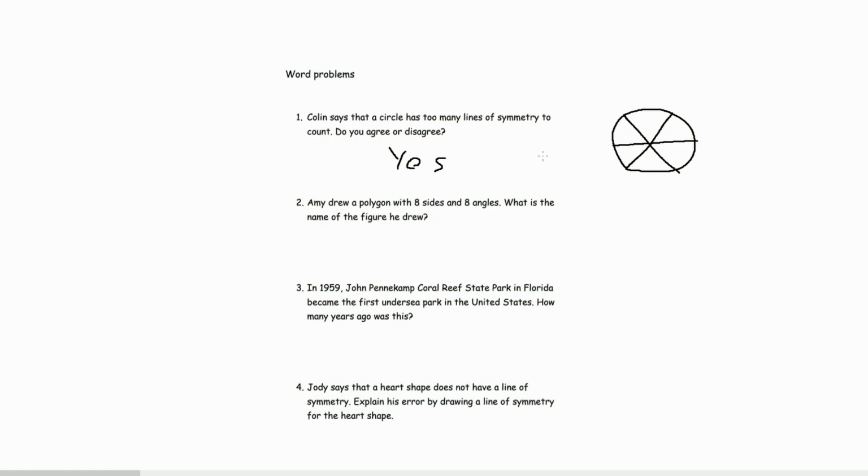Amy drew a polygon with 8 sides and 8 angles. What is the name of the figure she drew? So 8 sides would be an octagon. So number 2 would be octagon.